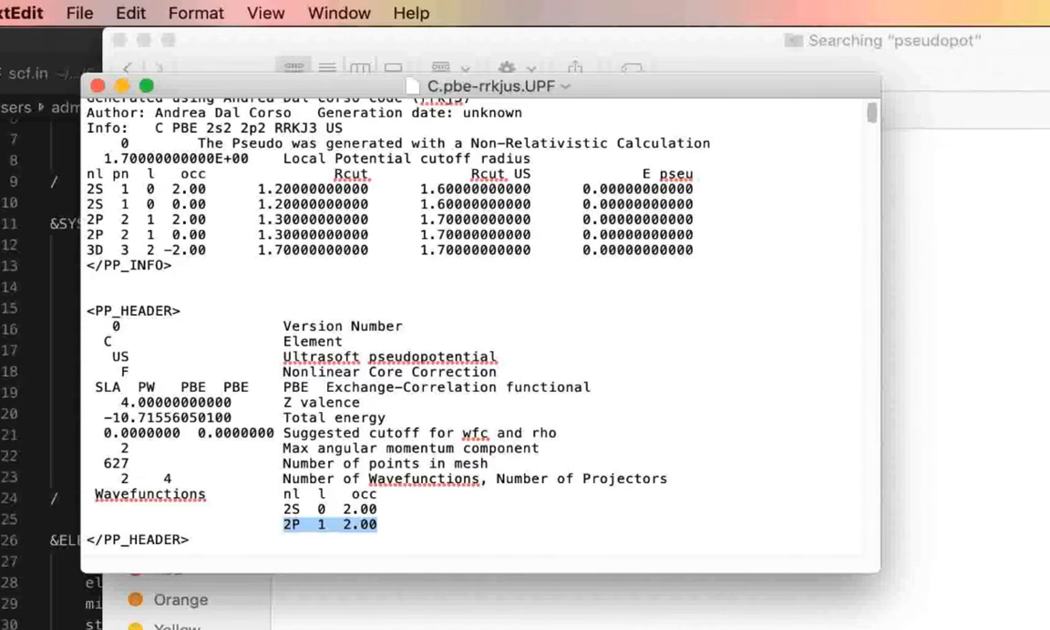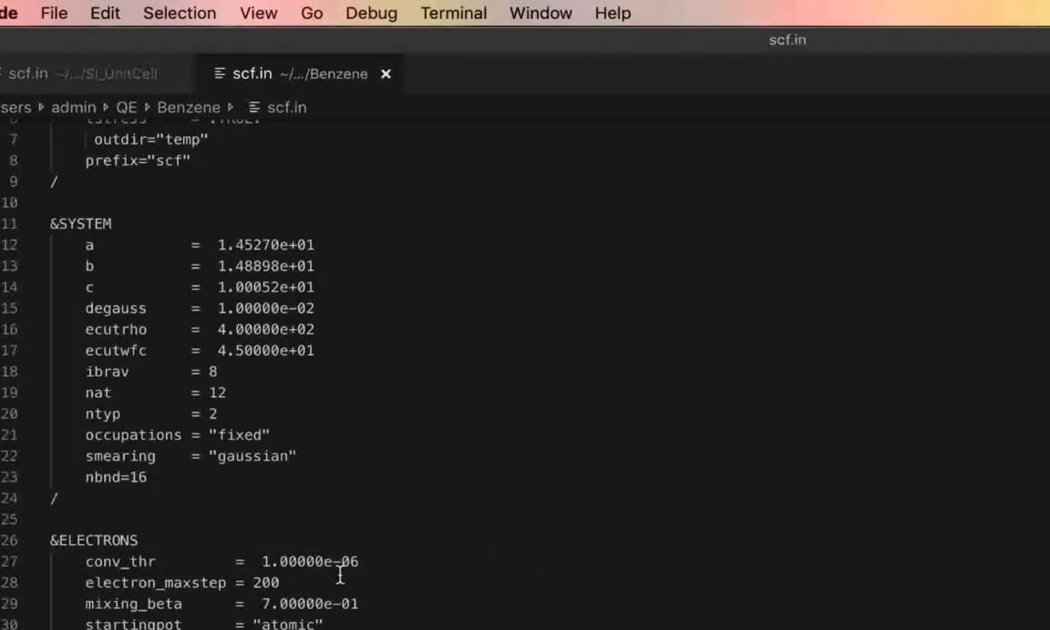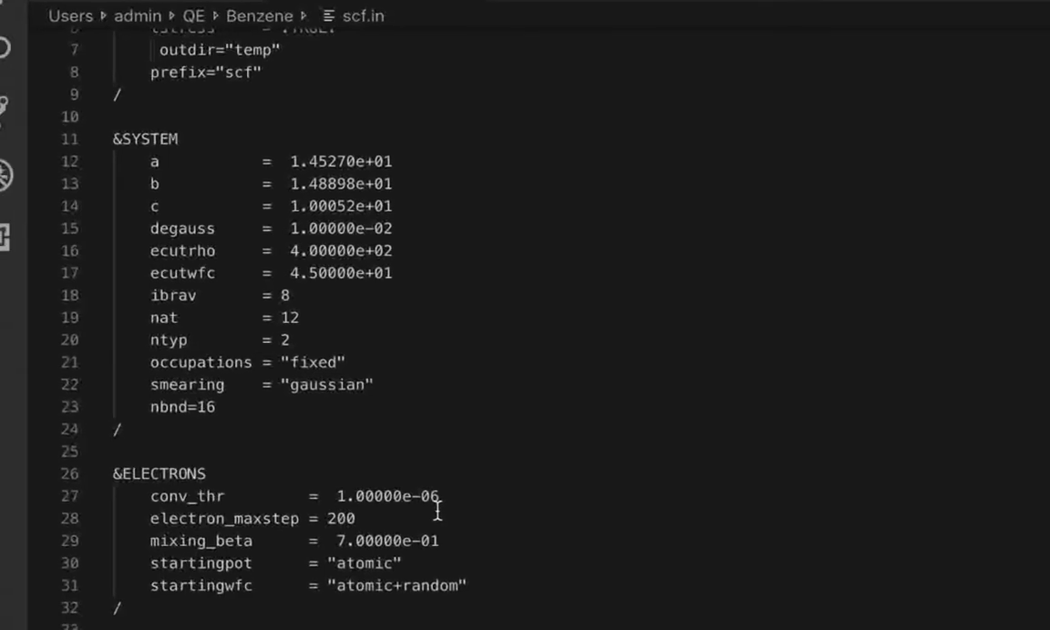So in our case we have 6 carbon atoms, therefore 4 times 6 is 24 electrons from carbon and 6 electrons from hydrogen. That makes 30 total electrons, and since each orbital can accommodate 2 electrons, we have 15 occupied orbitals. But we also need to get a LUMO, so we can specify 1 more orbital to get the LUMO.